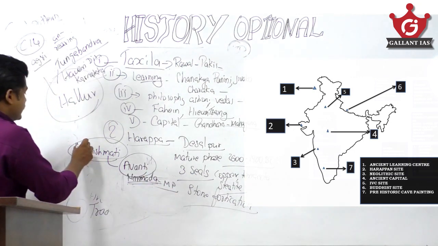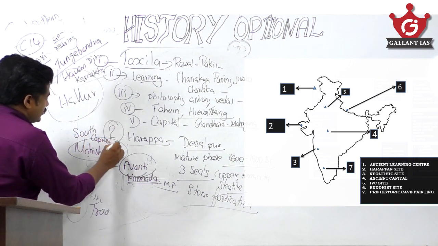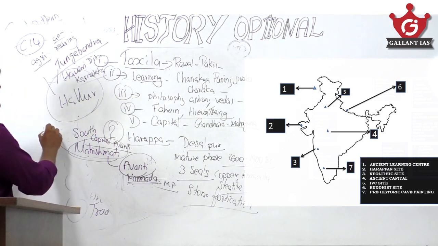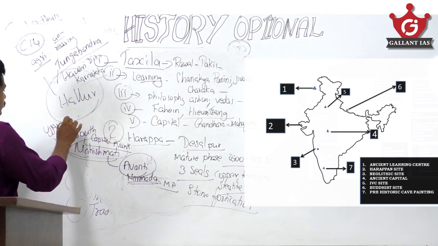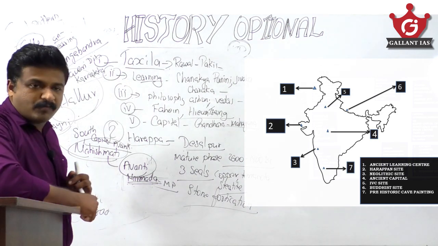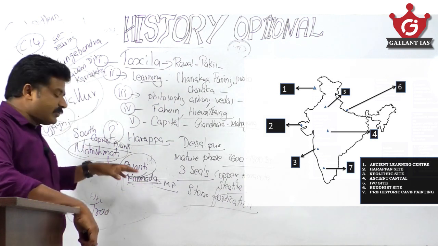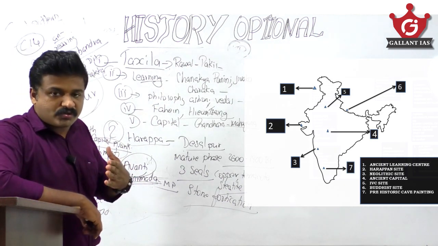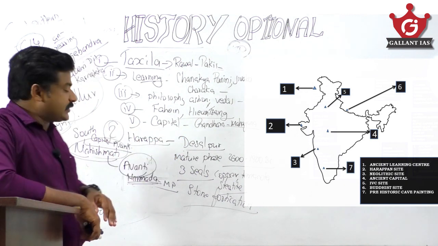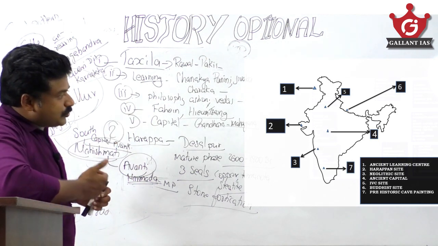And this was the southern capital of Avanti. Okay, and the north capital was Ujjaini. Both Mahishmati and Ujjaini were very popular trade centers. They were imperial capital cities. And this Avanti was divided by the Vindhyas. So the northern capital is Ujjaini, the southern capital is Mahishmati. Okay, so that you have to say.